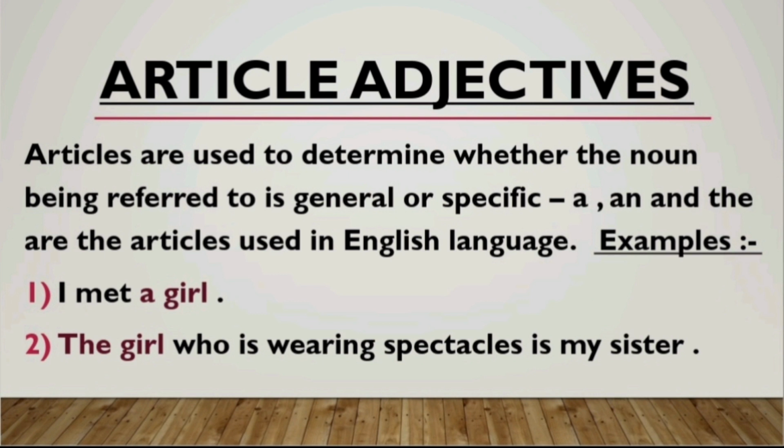So the next example is the girl who is wearing spectacles is my sister. The girl who is wearing spectacles is my sister. So I'm pointing out to the particular girl. For that pointing, I'm using a different article adjective, that's the. Okay, so a and an represent when I'm determining a noun which is general. But when I use the article the, I am always pointing out to a specific noun. So in example number 2, I am pointing to a particular noun, right?